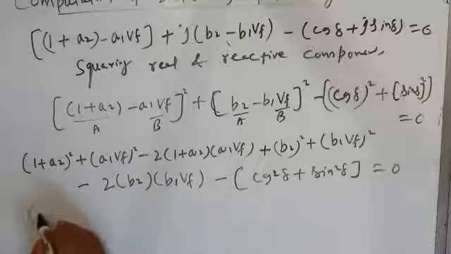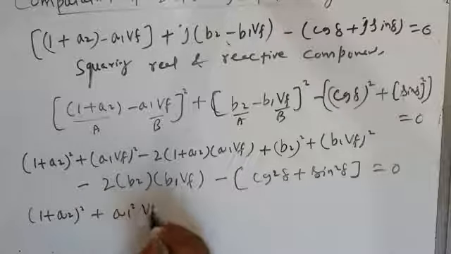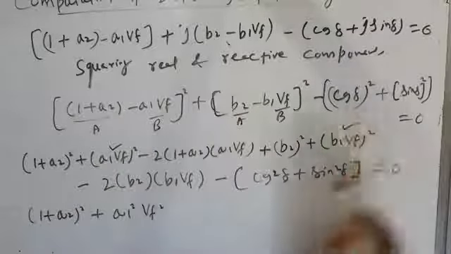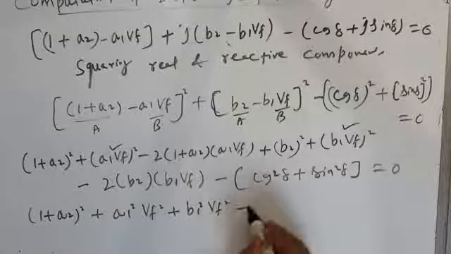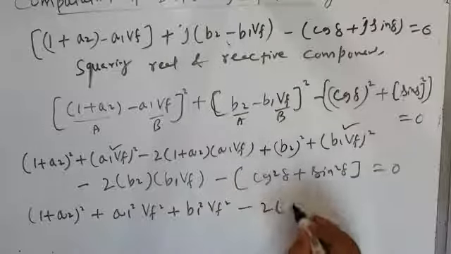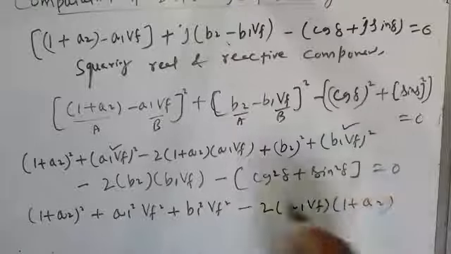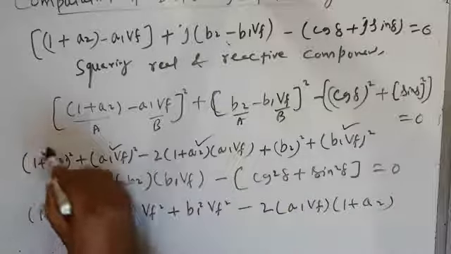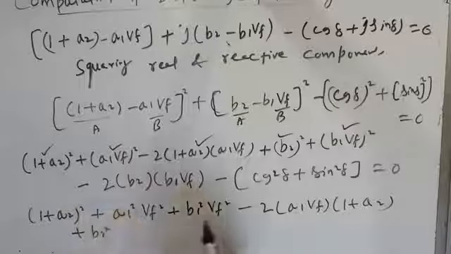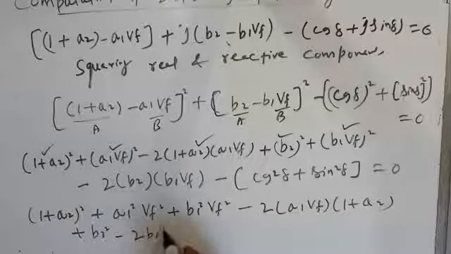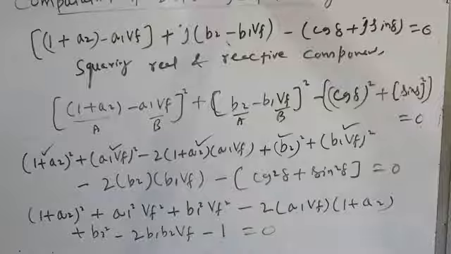Now this will come as (1 + A2) whole square plus A1 square VF square. This term I will bring here, plus B1 square VF square. Minus this term, 2 into A1 VF into (1 + A2). Okay, this is done, plus B2 square minus 2 B1 B2 VF. Minus, what is cos square theta plus sin square theta? That is 1. So minus 1 equal to 0.